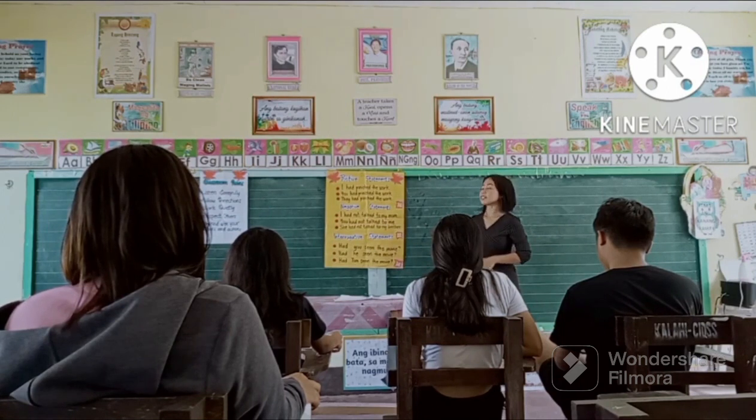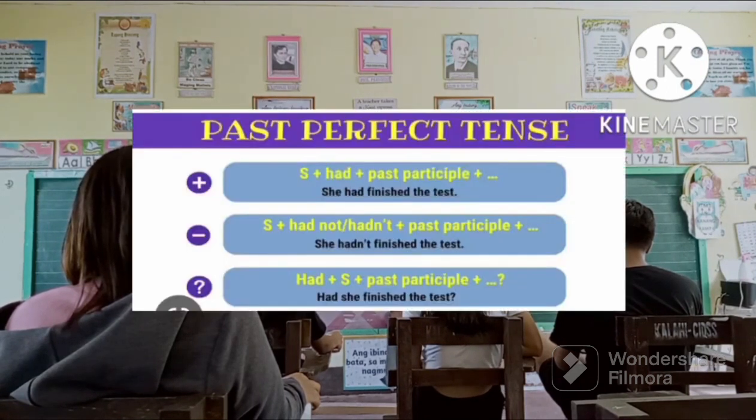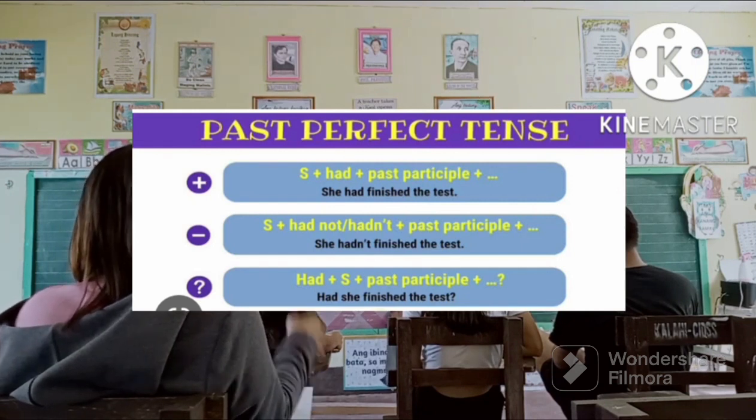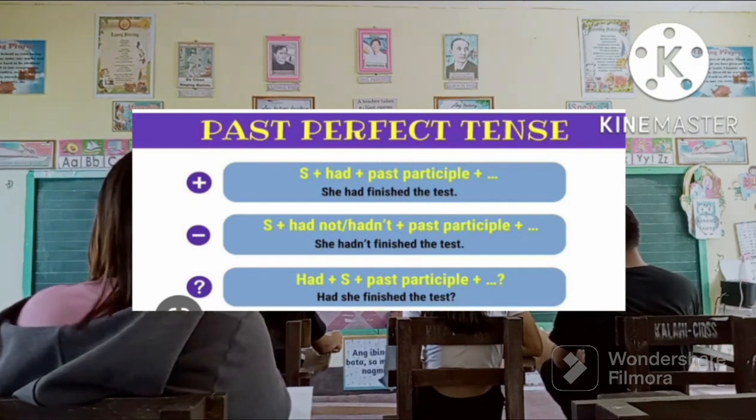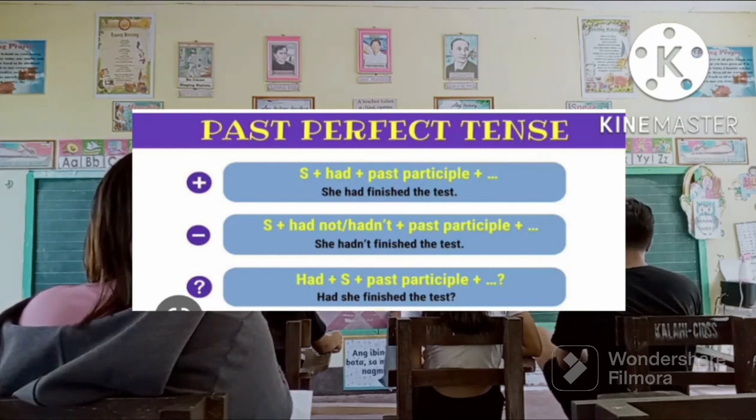Now, let's take a look at the negative statements. So in the negative statements, we have the formula as well. The first will come up is the subject, the second one is the auxiliary verb, had not, and the third one is the what? Past participle. And then the last one is the object.